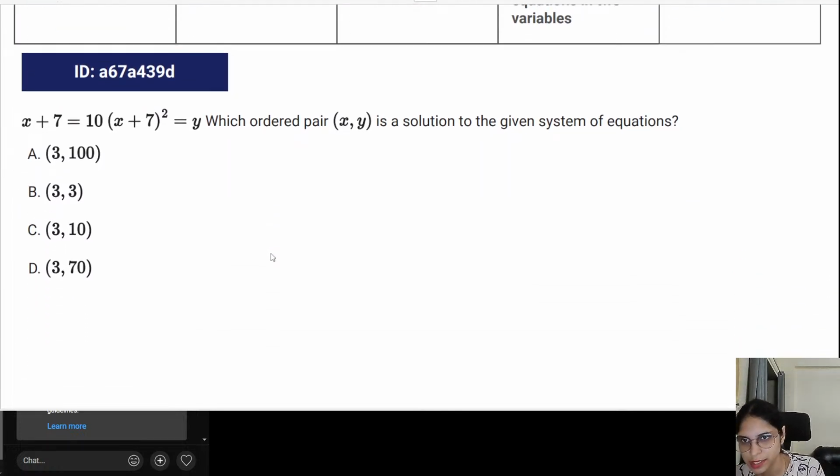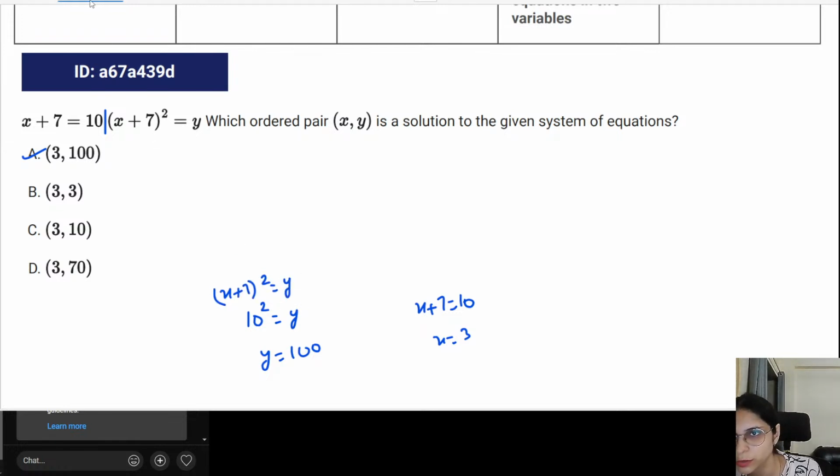X plus 7 equals 10, x plus 7 whole squared equals y. What is the solution? So x plus 7 is 10, y is going to be 100. It's pretty straightforward because x plus 7 is 10. So 10 squared equals y, y is going to be 100. There's only one option, and you can see x is 3 from here. So for this question, no need to go to Desmos. It will take a little more time. 3, 100 is your answer.